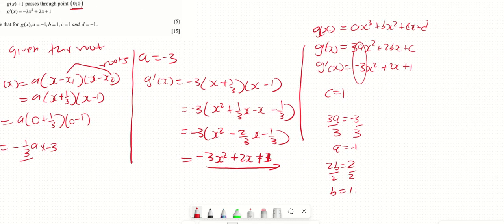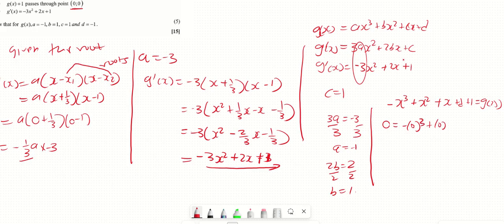So that's simple. I'm going to say this g of x, which is minus x cubed plus x squared plus x plus d, plus 1 is equal to this. That's what is happening here. So when I put 0 here, I will get 0 this side. So 0 equals minus 0 cubed plus 0 squared plus 0 plus d plus 1, which equals 0. So I have d plus 1 is equal to 0, then d is equal to negative 1. So I've shown that, and that's my answer. Thank you.